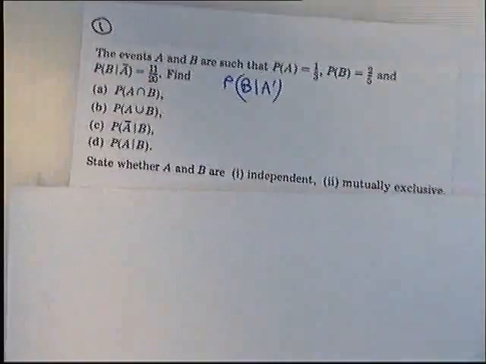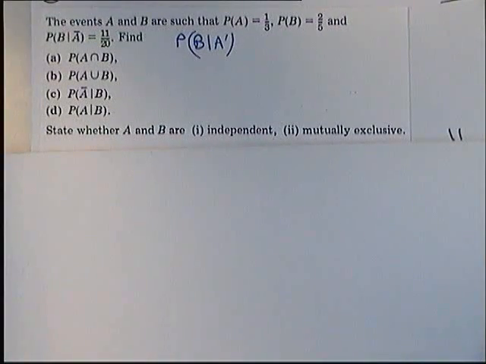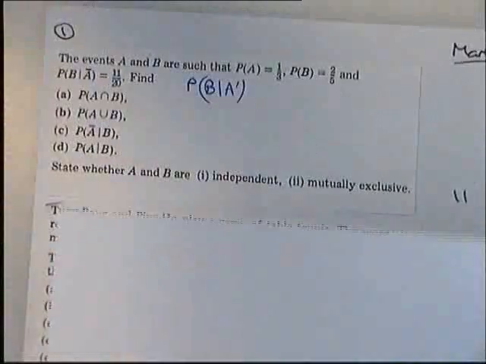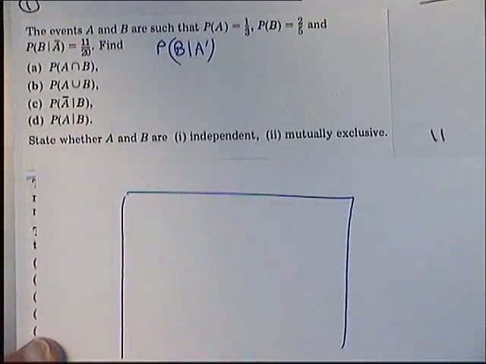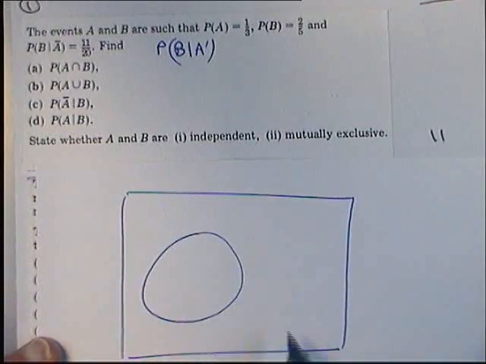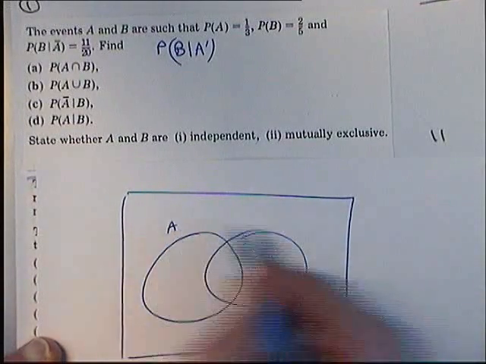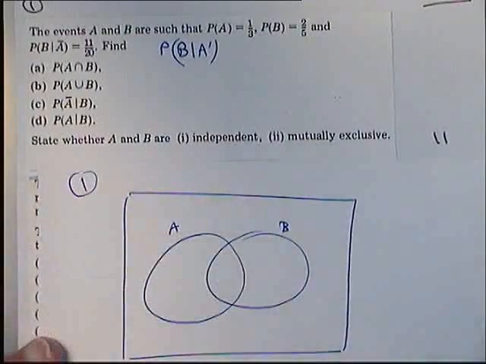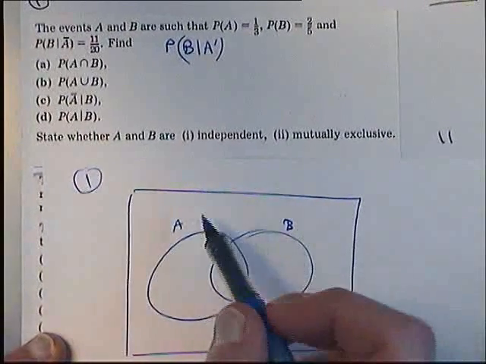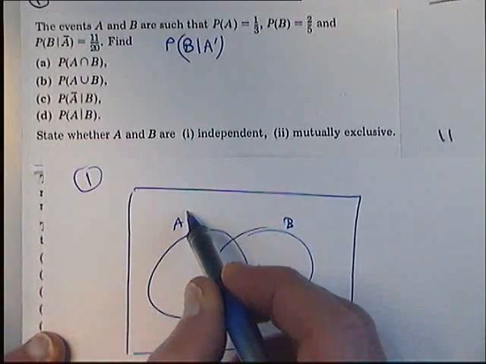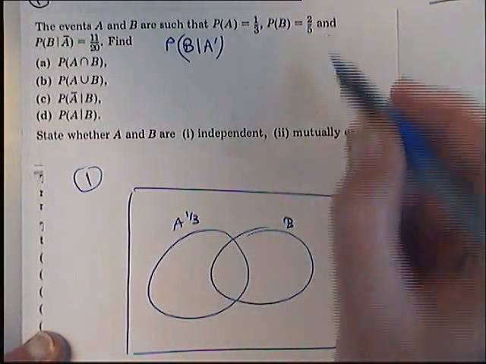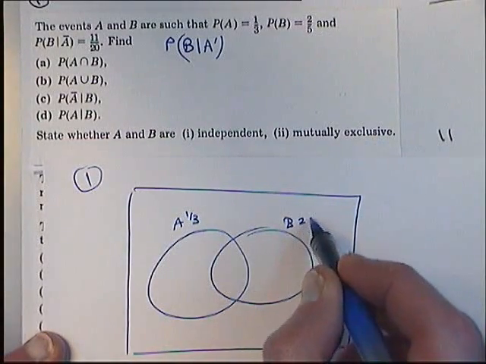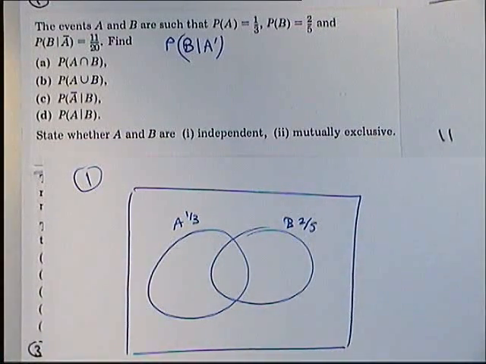Venn diagram, yeah. If you've got unions and intersections, a Venn diagram would be quite good. So if we start question 1 and draw the Venn diagram, we've got an A and we've got a B. We know A is a third, so inside A, we don't know exactly where at the moment, we're going to have a probability of a third. Inside B, we're going to have probability of 2/5, we don't know exactly where yet.